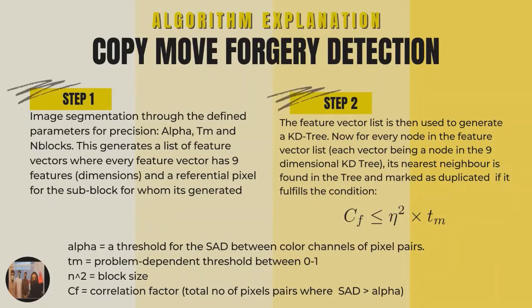The correlation factor is actually the total number of pixel pairs where the sum of absolute differences between the color channels of the pixel pairs is greater than a defined value alpha. The value of alpha is chosen as per the image, the size of the image, the quality of the image, etc. We've used alpha as 10 in our algorithm. And Tm is a problem-dependent threshold between 0 and 1, that is a scaling factor.